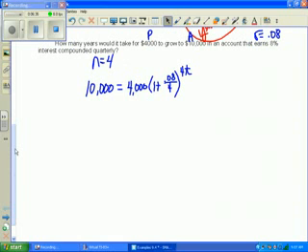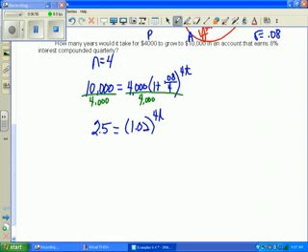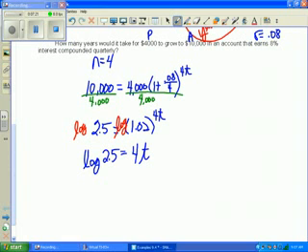What did you do before you logged it? Yes, divide by 4,000. Okay, now I'm going to log it, and what's that going to bring down in front? Good. I'm going to log both sides. And so, well, you can do this in 2 steps. I got 4t log 1.02.